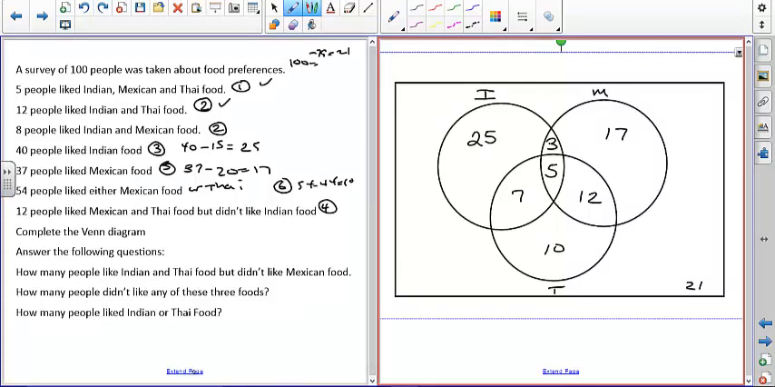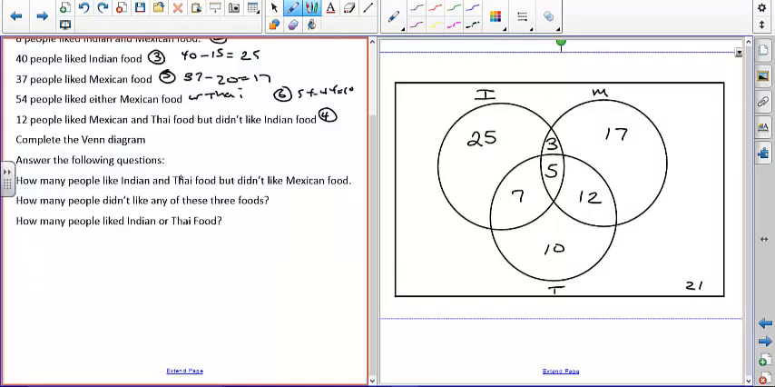Okay, so given that, you can now answer these questions. How many people liked Indian and Thai food? That's this football, but didn't like Mexican food. The answer is 7. How many people didn't like any of the 3 foods? That's 21. How many people liked Indian or Thai food? You add these 6 numbers together: 25 plus 3 plus 5 plus 7 plus 10 plus 12, which is 28, 33, 40, 50, 60, 62.